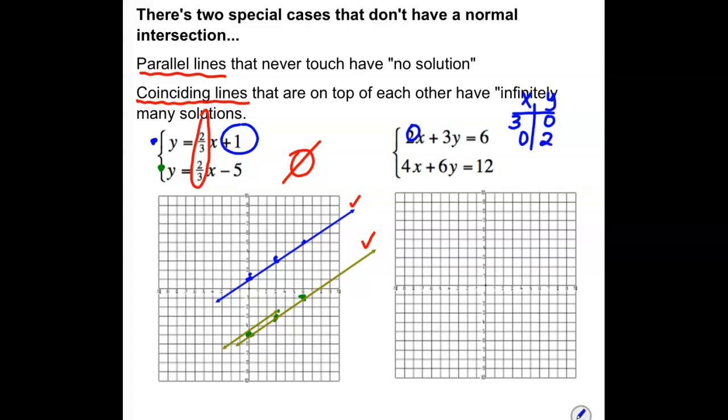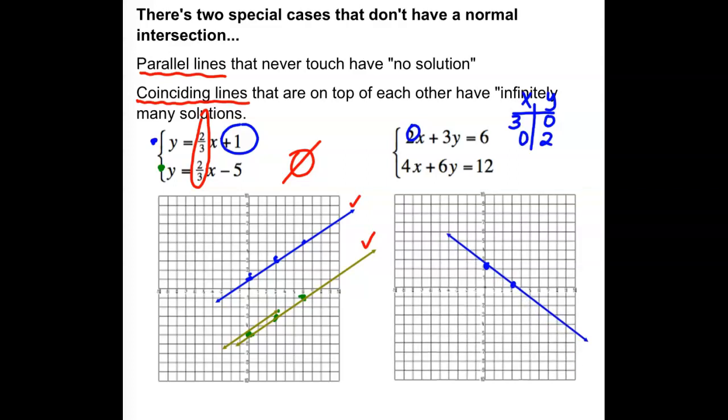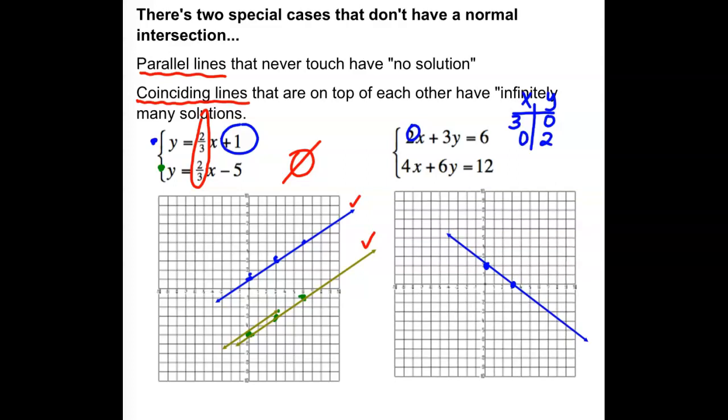Let's plot that. We have the point 3, 0 and 0, 2. All right. Just doesn't want to hit in the right spot here.